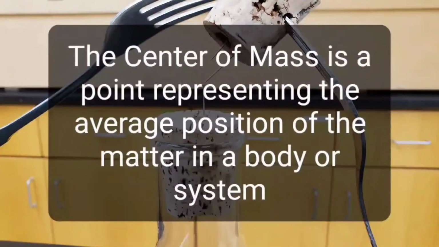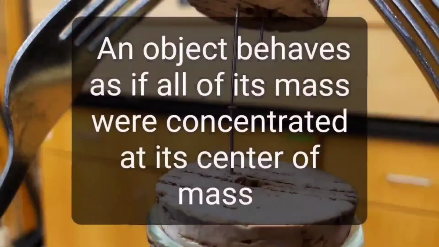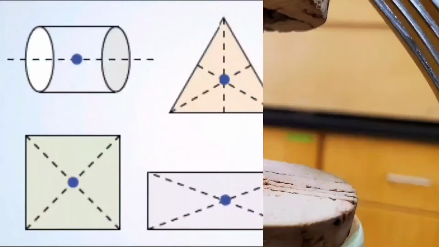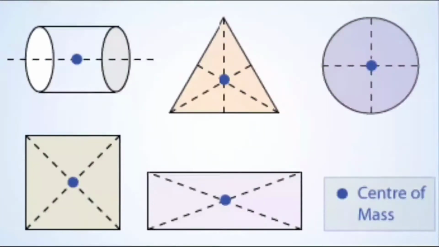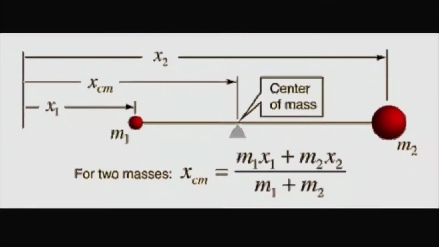Center of mass, also known as center of gravity, is a point representing the average position of the matter in a body or system, and an object behaves as if all of its mass were concentrated at this point. For symmetrical uniform mass distributions, the center of mass lies at the centroid of the system. For one or two-dimensional systems with two masses, the center of mass can be located with this equation.